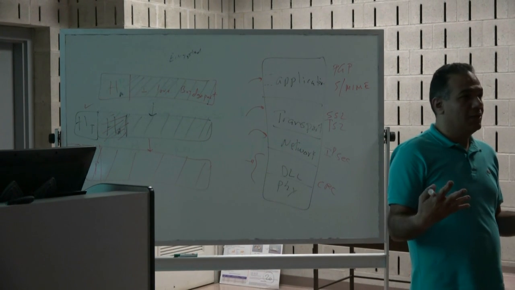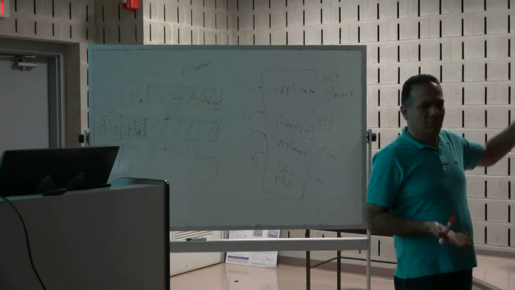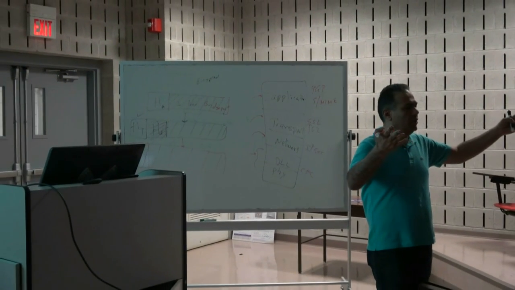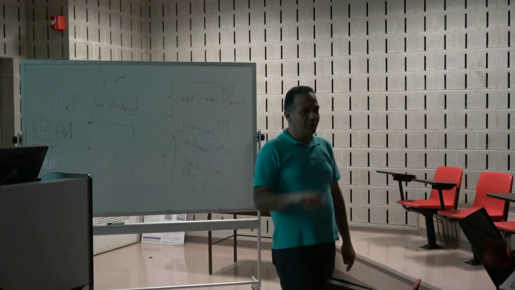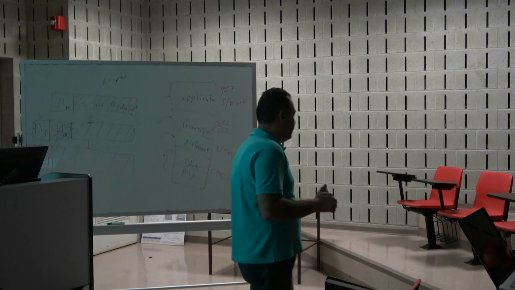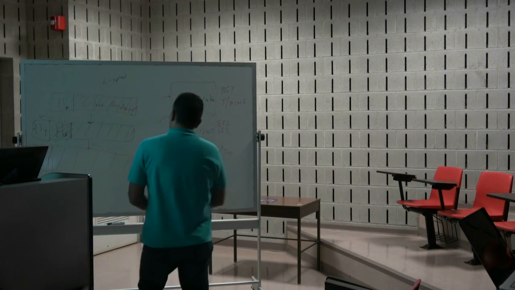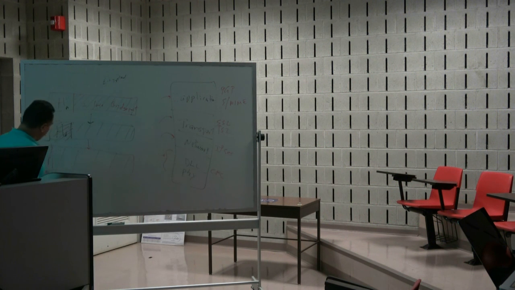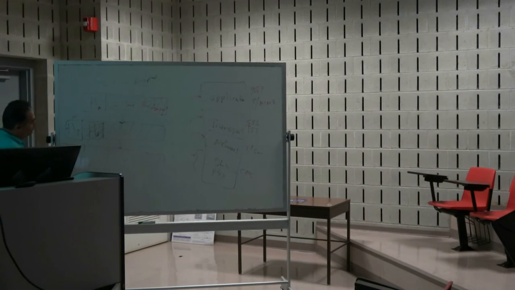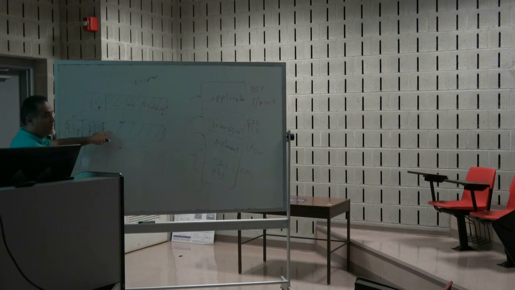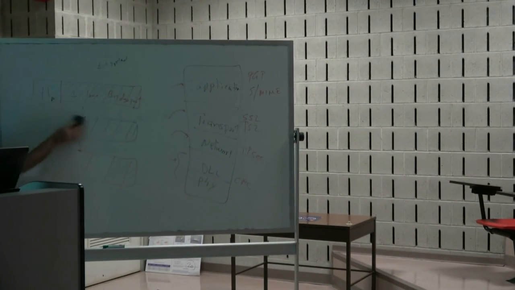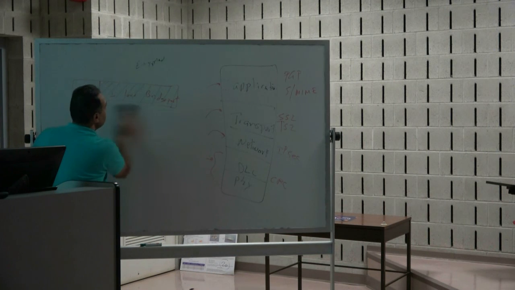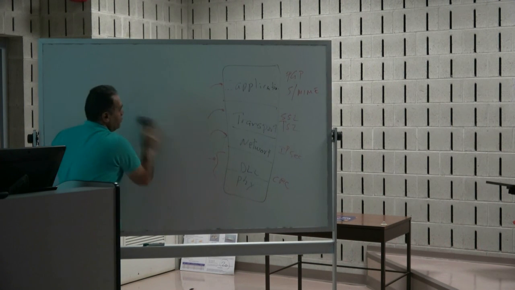Somebody might ask, it's already encrypted in the application layer, so why do I need more security? It's a different kind of security. We'll explain it more. In the transport layer, for example, you're going to have SSL and TLS, but we'll talk about it next week. Let's take a look at the network layer.